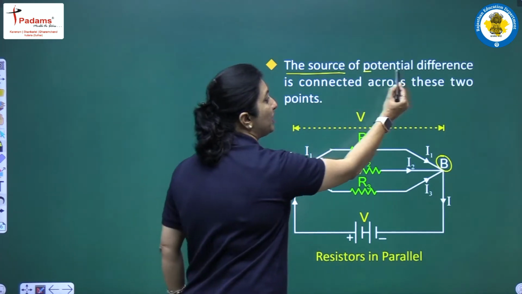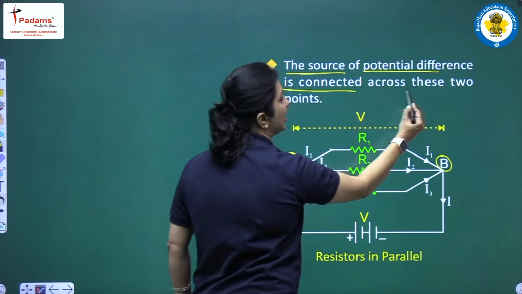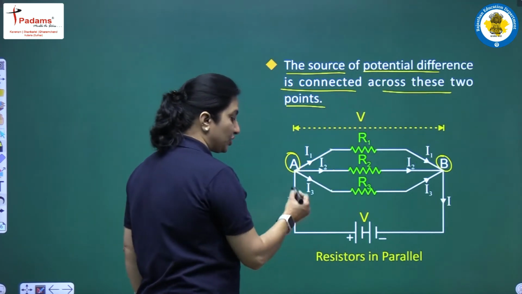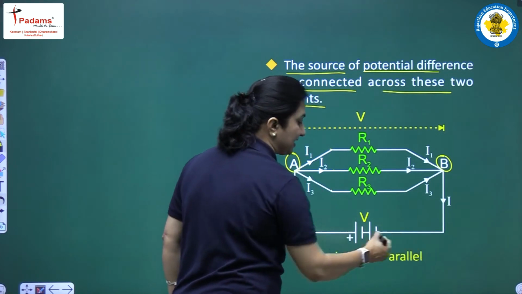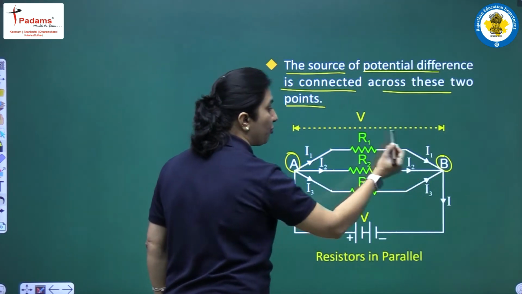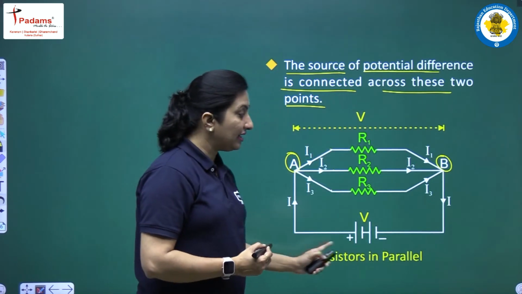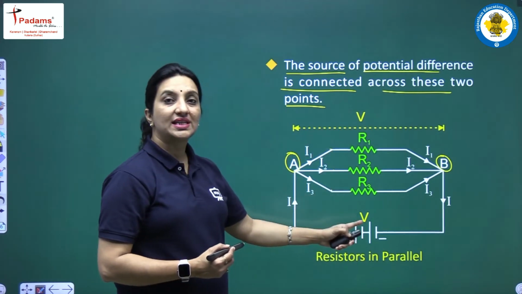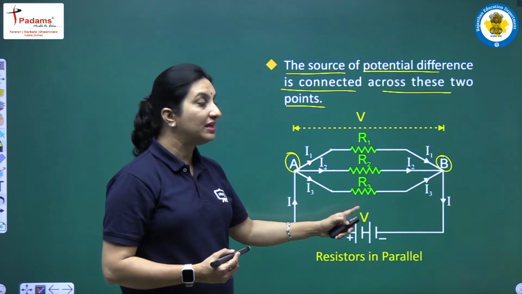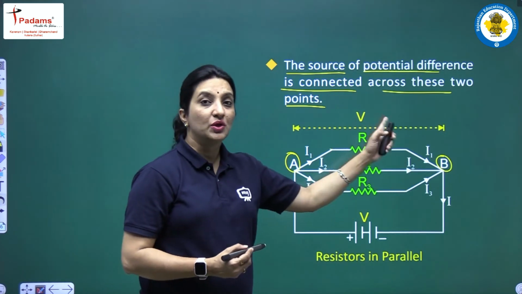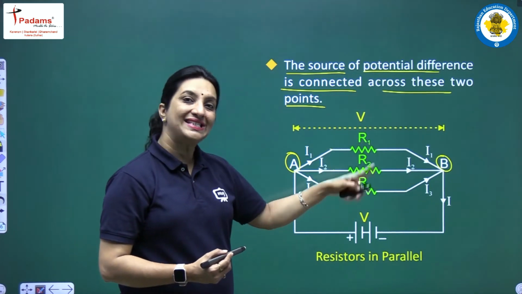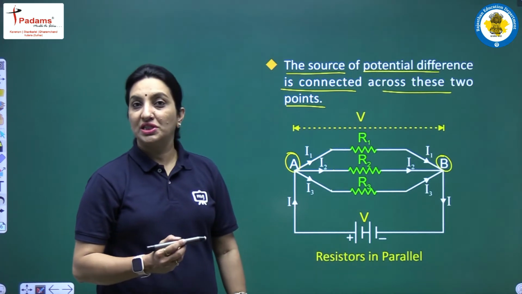Now the source of potential difference is connected across these two points A and B. So this is clear in this figure that these three resistors connected in parallel have the same potential difference, which is equal to V and which is the same as the applied potential difference.